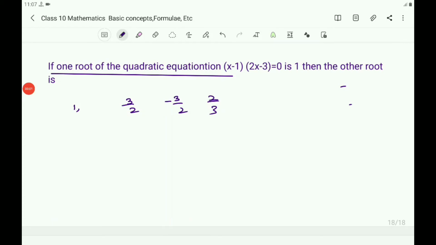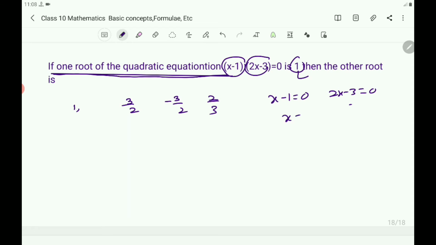And the question may be like this way also. If one root of the quadratic equation (x − 1)(2x − 3) = 0 is 1, then the other root is? Here you got two roots, 1 and 3/2. You start the same way. That is x − 1 = 0 and 2x − 3 = 0. So you got x = 1.